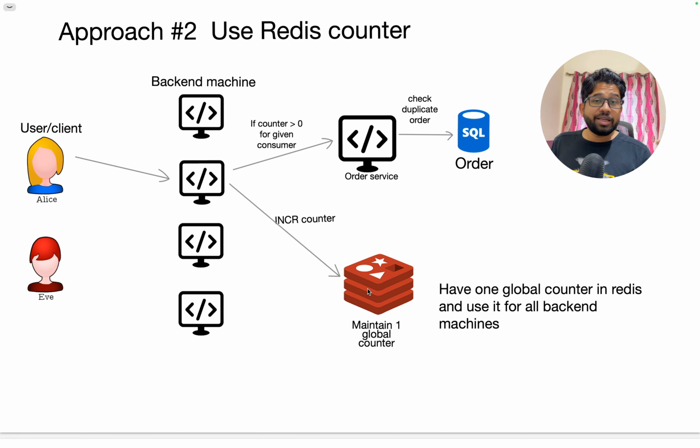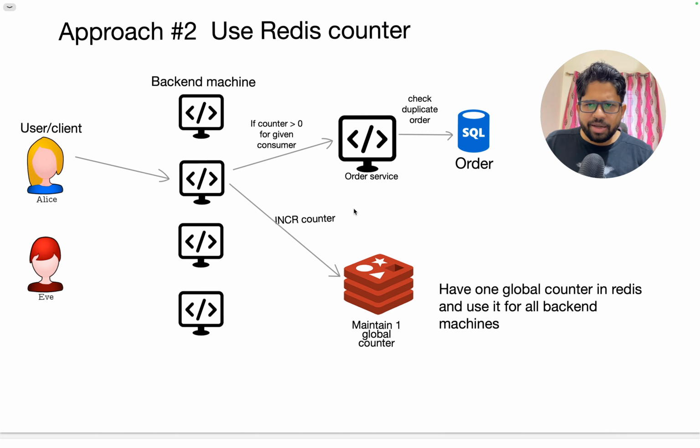So no, I think increment only. You can check whether decrement is there or not, but here we'll use increment counter. It will maintain one counter here, and all these backend machines, whenever a request comes, will try to increment the value. This INCR command works in a way that it increments the value and then gives you the incremented value. If the incremented value is less than the quota, that's 1000, then you proceed further. Otherwise, you can give a negative response to the customer.